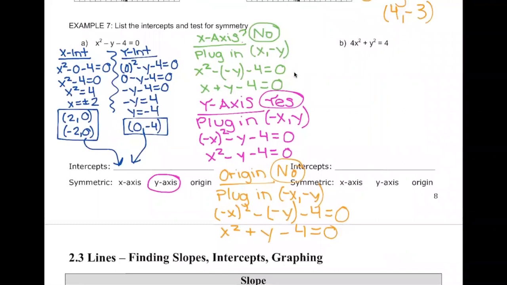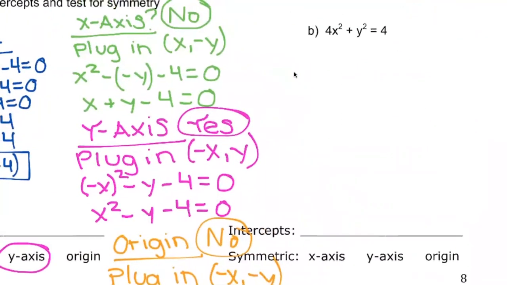Okay, let's try that again with the next one. The next one says go ahead and find the x and y intercepts, and then we're going to test for symmetry. So we're going to start with plugging in 0.